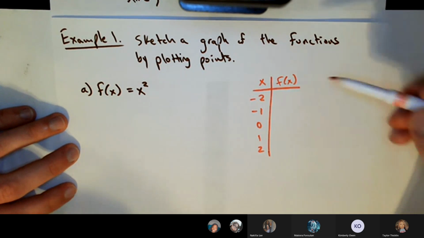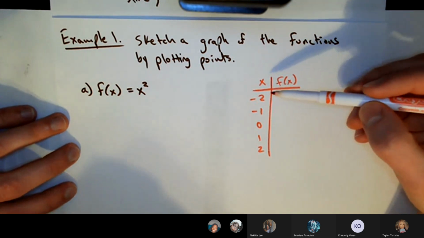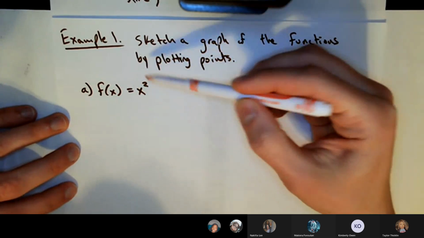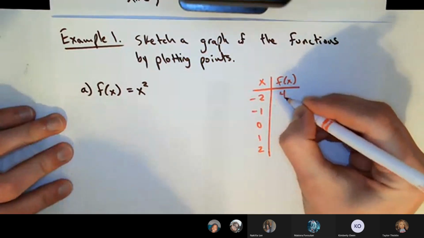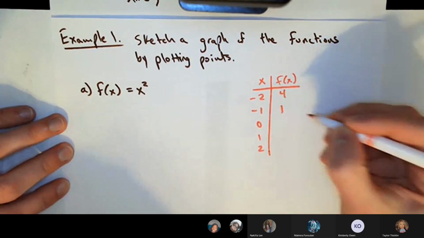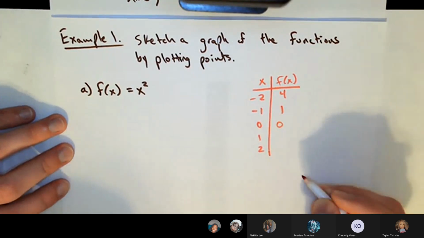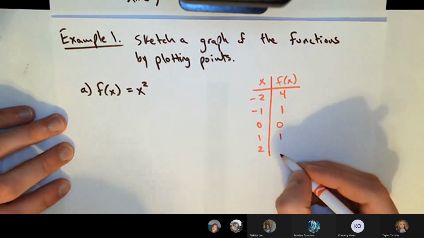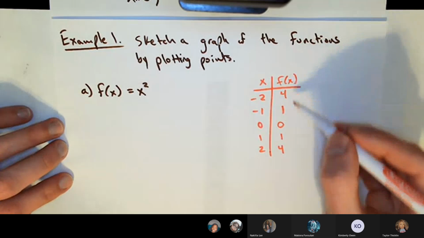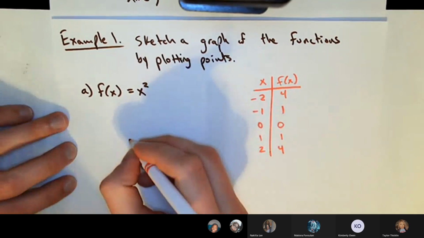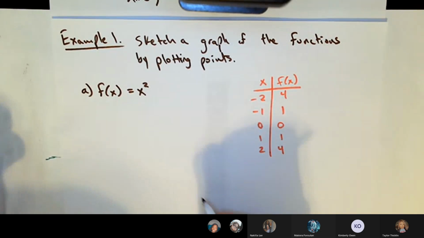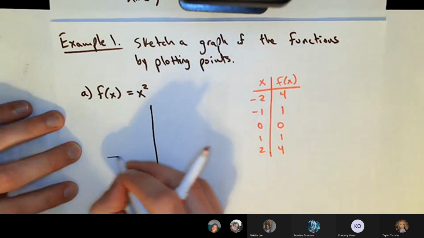Okay, so remember, this is evaluating a function at a particular number. I'm literally plugging -2 in for x, so that gives me 4, right? -2 squared is 4, -1 squared is 1, 0 squared is 0, 1 squared is 1 again, and 2 squared is 4 again. So we're seeing a symmetry here. And that's reflected in the graph. That symmetry we see in our table of values is reflected in the graph here.